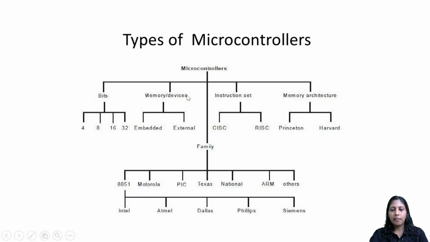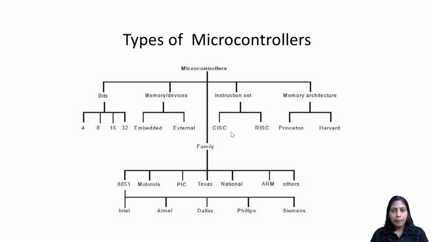And depending on the memory devices, whether it is embedded memory or external memory we are using, and even the instruction set, whether it uses CISC instructions or RISC instructions. The 8051 controller is a simple 8-bit controller, as I told already, based on CISC architecture. On the other hand, the ARM Cortex controller is based on RISC architecture. And apart from that, the memory architecture: is it Harvard or the Princeton architecture, von Neumann and Harvard architecture. We'll discuss that in short.